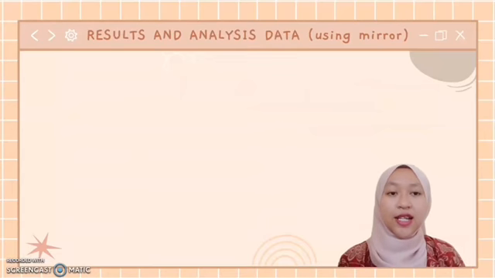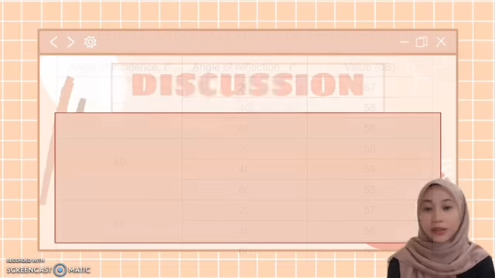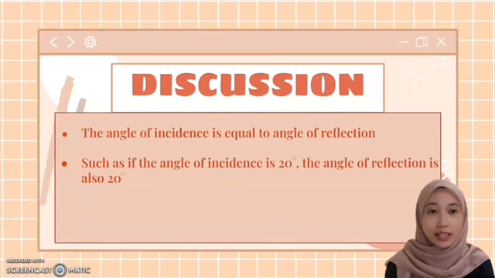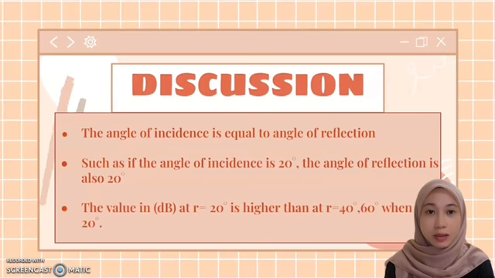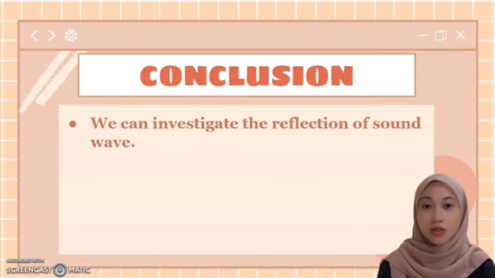And analysis data using a mirror. Okay, for the discussion, the angle of incidence is equal to the angle of reflection, such as if the angle of incidence is 20 degrees, the angle of reflection is also 20 degrees. The value in dB at R 20 degrees is higher than at R 40 and 60 degrees when I is equal to 20 degrees. Okay, for the conclusion, we can investigate the reflection of sound waves.